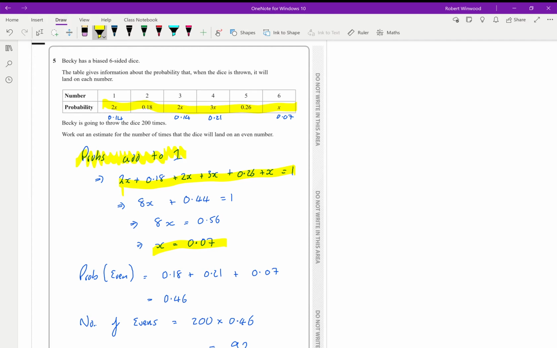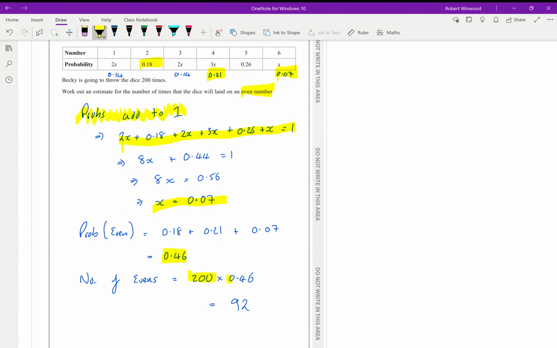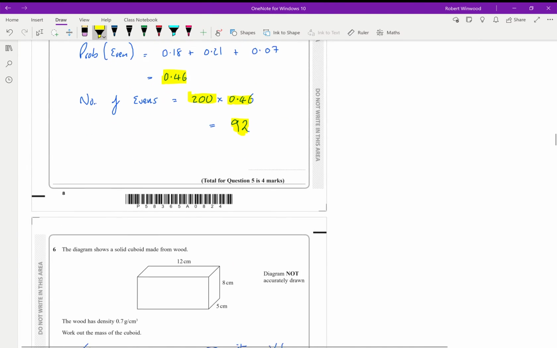Now we know what the probabilities of each individual score on the dice are, so with these numbers we can work out the probability of getting an even number. So we're interested in the probability of getting a 2 or a 4 or a 6. So the probability of getting an even number is 0.46. So if I throw the dice 200 times, 200 times 0.46 tells me that 92 of them would probably come up with an even number on average.